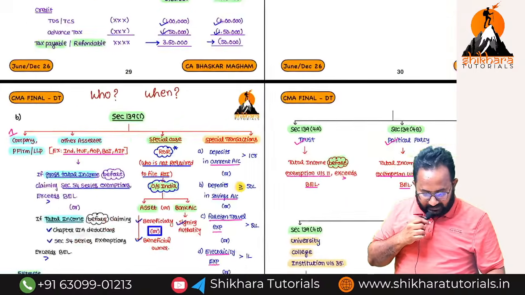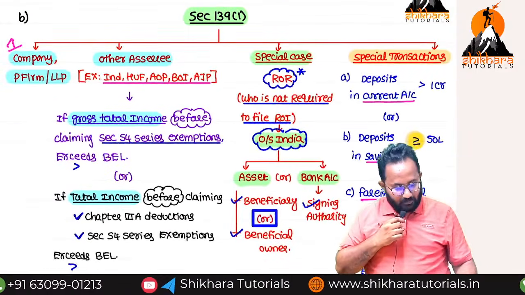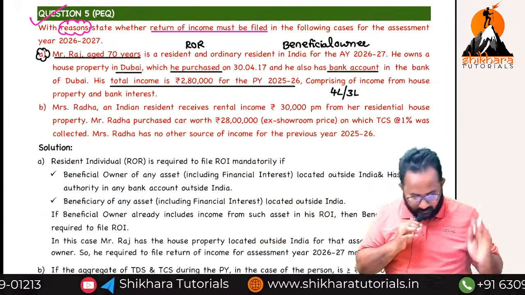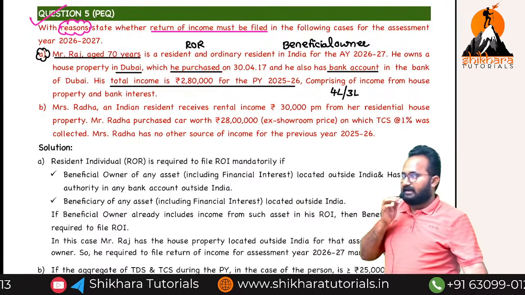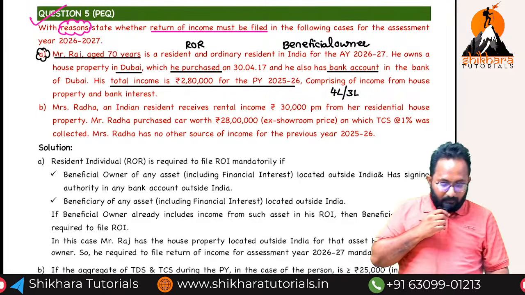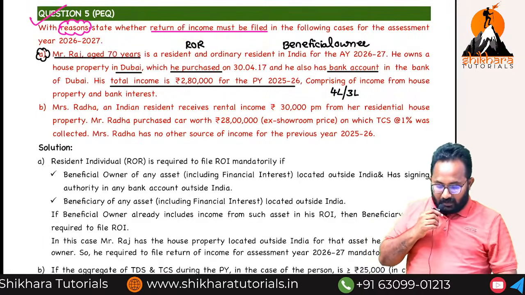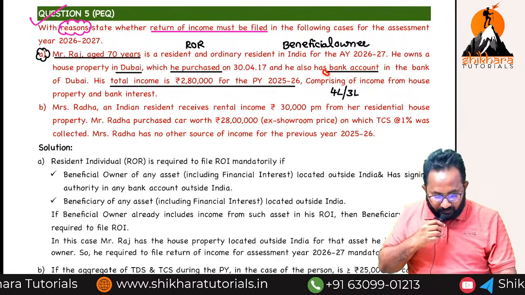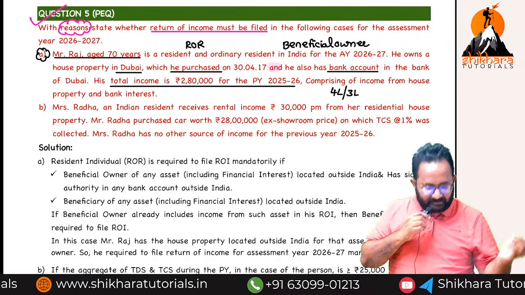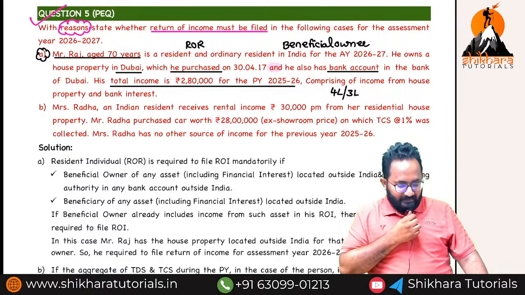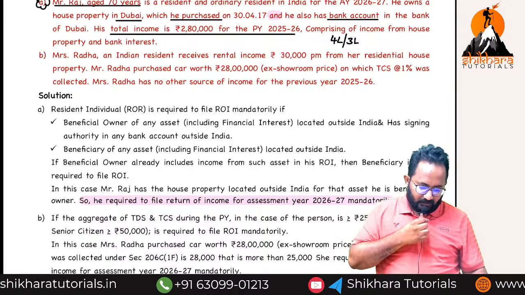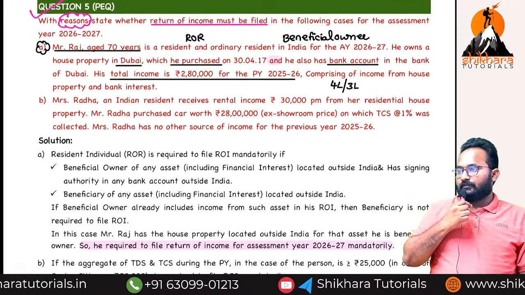Okay, many are asking again, I will give you the clarity here. A resident and ordinary resident is not required to file the return based only on the basic exemption limit and total income comparison. But if he is a resident and ordinary resident and has an asset outside India, or a bank account outside India, anyone is enough. Here SSC has both things. So what is our answer? Is SSC required or not required to file? Required to file the return for that assessment year, mandatory.